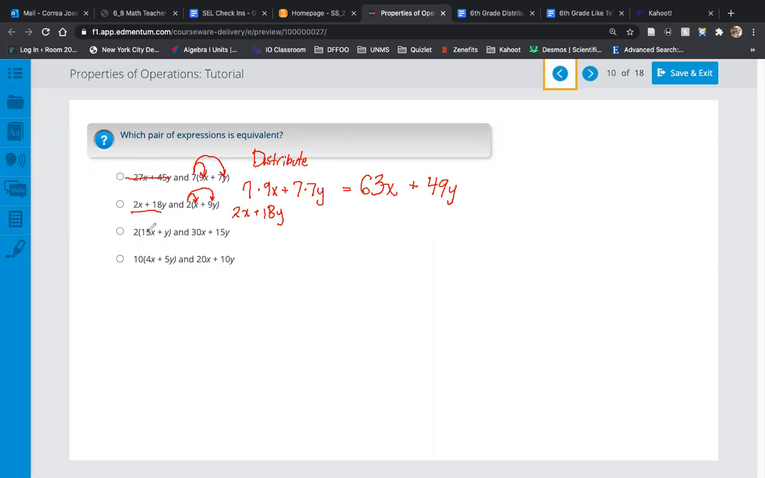And then if we just really quickly want to check the other ones to see if either of these could be correct. 2 times 15x, this would be 30x. So far it matches up, right? This one is also 30x, but then plus 2 times y, 2y, right? 2y is not the same as 15y, so this one can't be right, right? Also, I already know this is the answer, so I don't have to check them all, but just to give you guys a little bit more practice. And then last one again, I distribute 10 times 4, 40x plus 10 times 5.